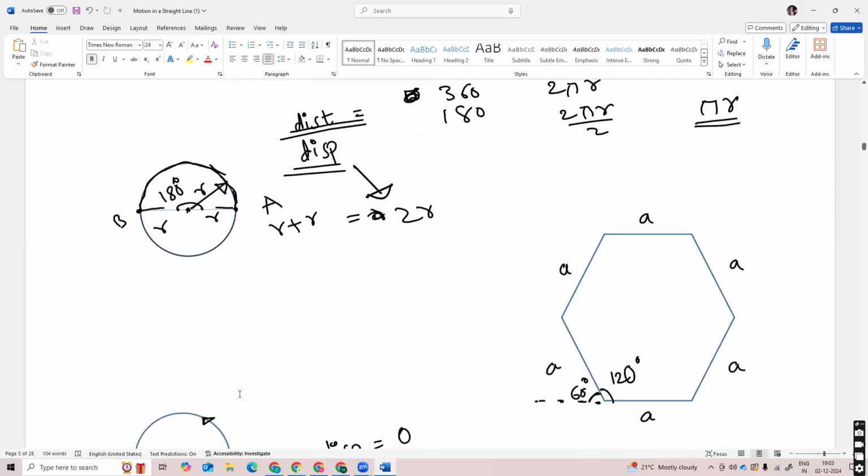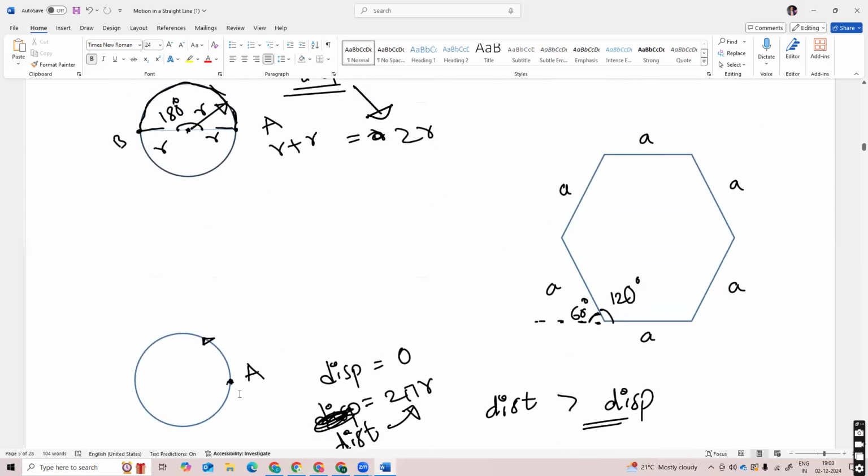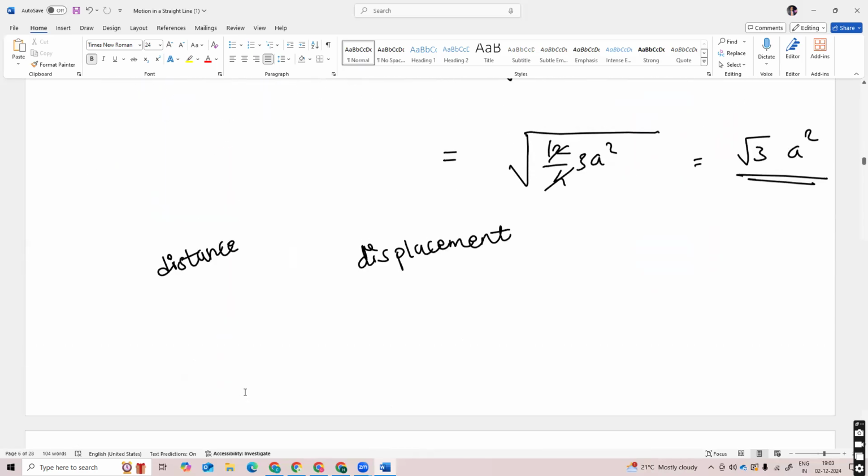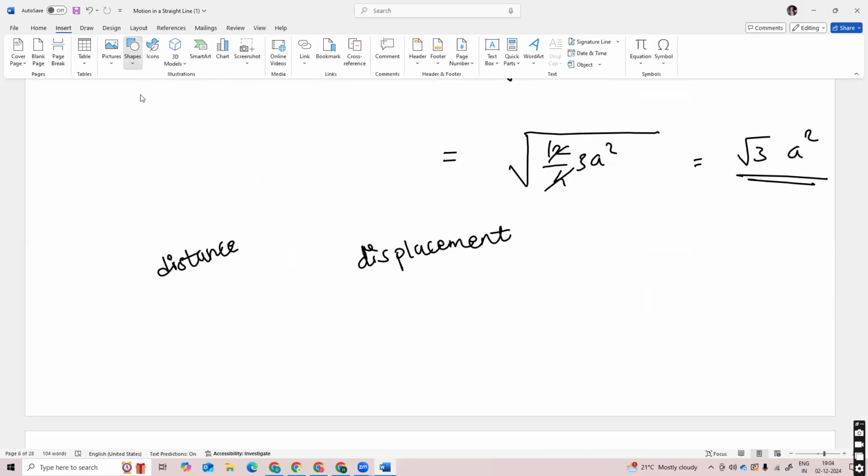So if you see all the cases we have seen, displacement is always lesser than distance. And if you consider the case of a straight line, let's say this person has traveled only from A to B along a straight line. If the distance was, let's say, 5 meter, then displacement and distance are both the same in this case because this person has traveled in a straight line. So in this case, distance and displacement are same.